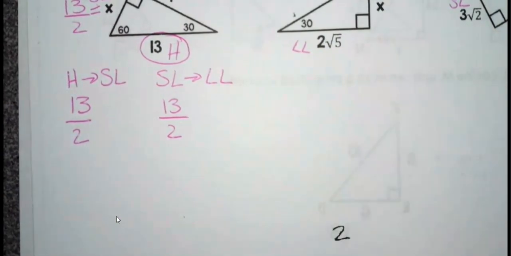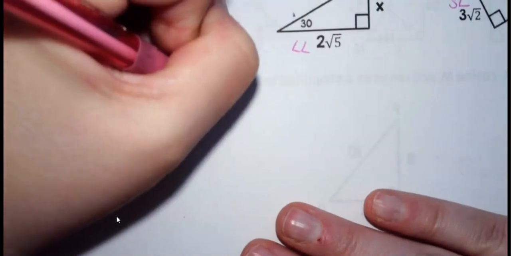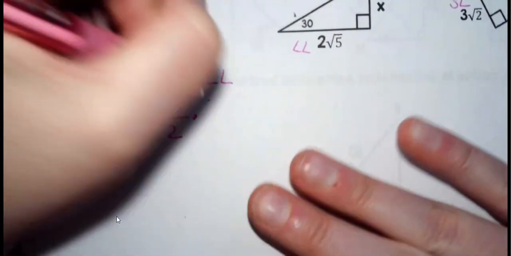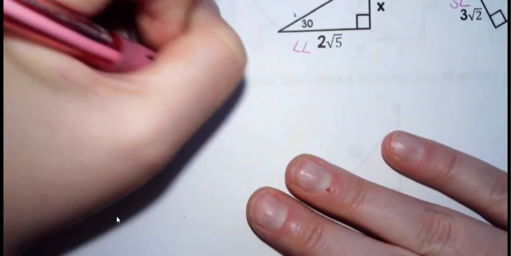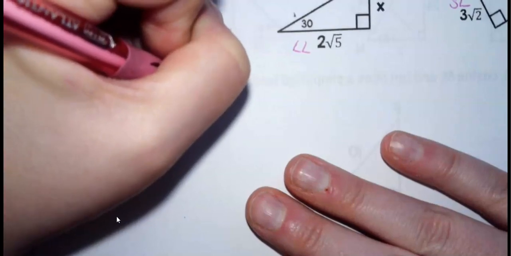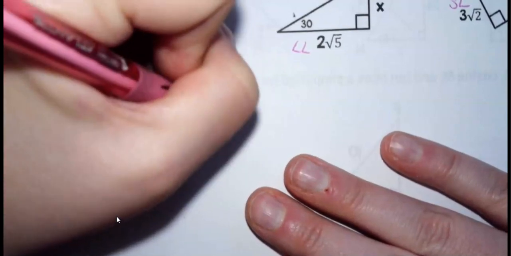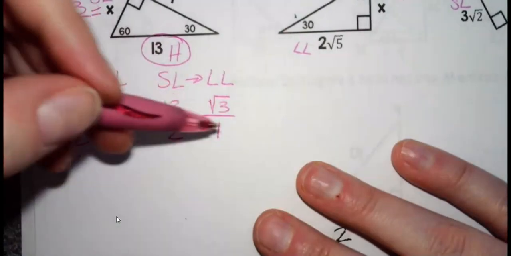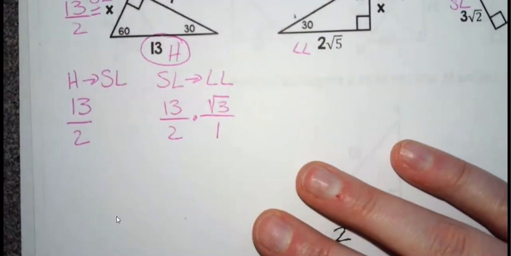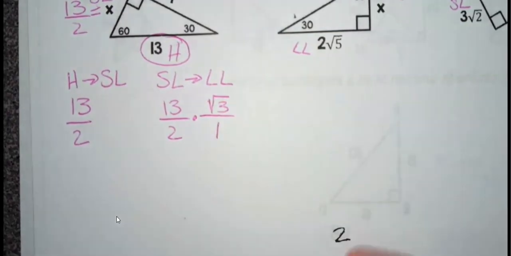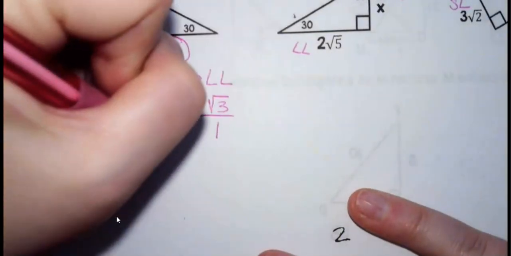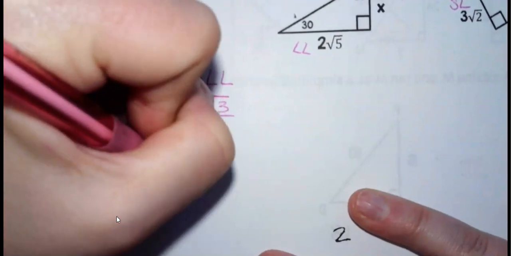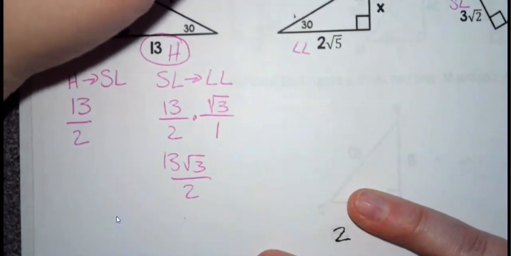When you are multiplying something, that means you need to multiply the numerator. What does that look like? Well, that means square root of 3 over 1. That would be multiplying. If I was dividing, the square root of 3 would go down there. But I'm not. All right. So 13 root 3 over 2 is what that long leg becomes.